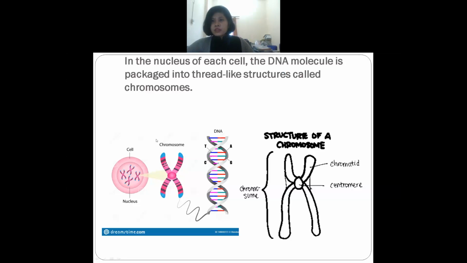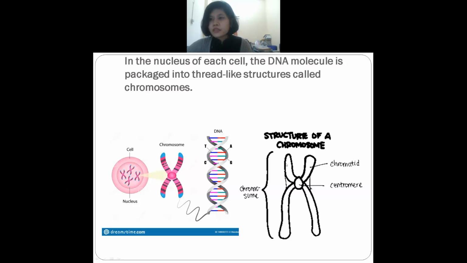Okay, so this is a cell. In the cell, what can you find? You can find the nucleus inside it, and inside the nucleus, what will you find? You will find some chromosomes. So this is the chromosome. Understand? And in this chromosome, what will you find? You will find some DNA inside this.